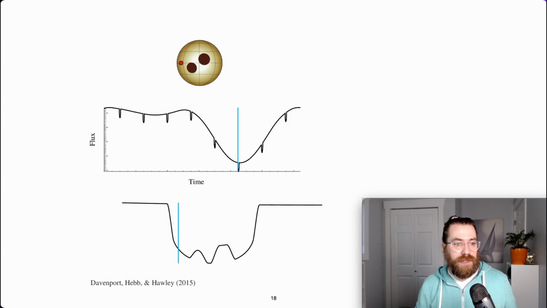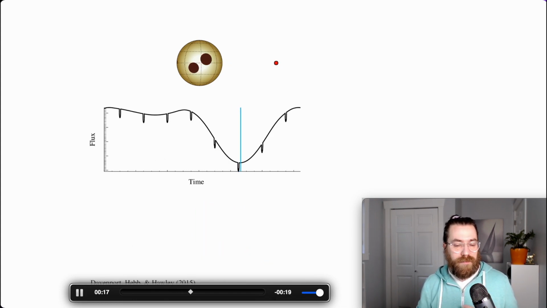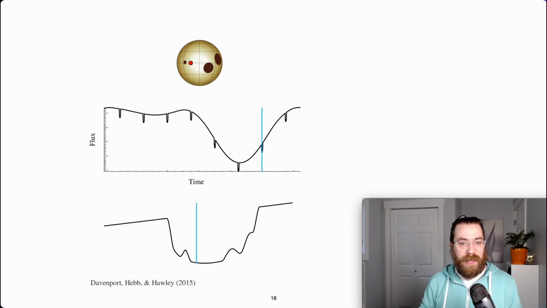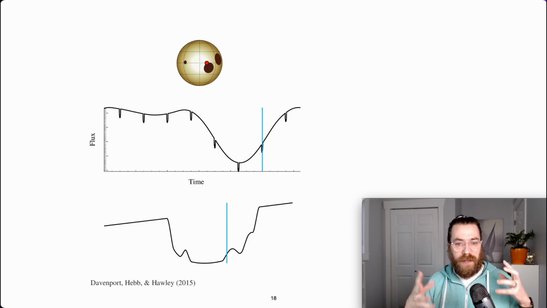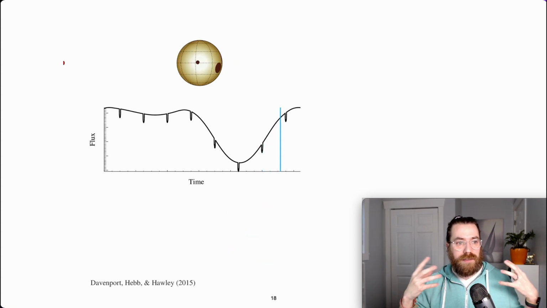It is passing over these cool, dark spots. We can talk about the physics of why star spots are dark. It's not an opacity issue. It's due to the convection being inhibited. It's a pressure from the magnetic fields. Spots arise from magnetic fields.